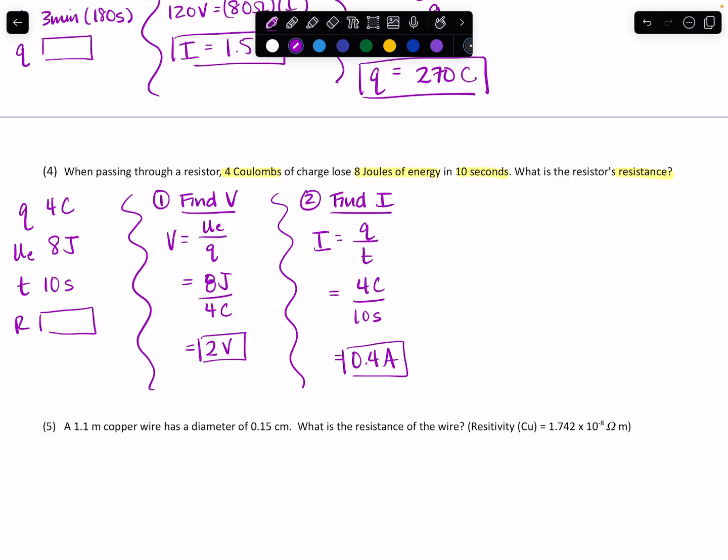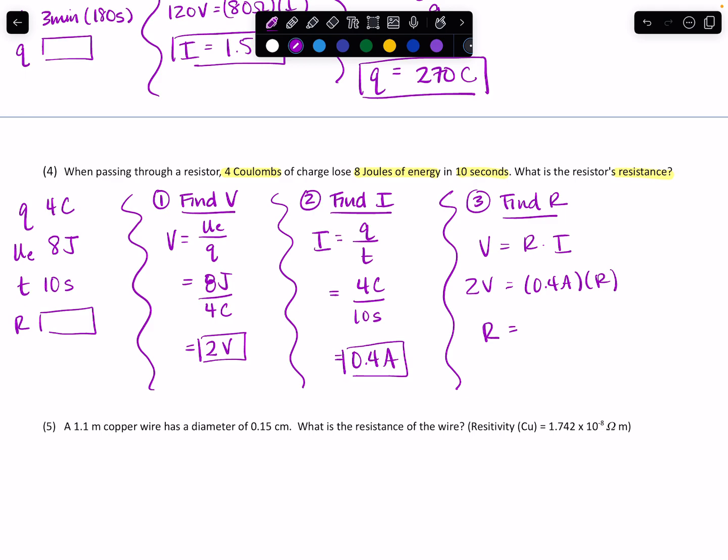So now I know voltage, I know current, so I can use Ohm's law to find that resistance. Voltage is equal to resistance times current. I have 2 volts equal to 0.4 amps times my resistance value. So my resistance in this particular resistor is going to be around 5 ohms.